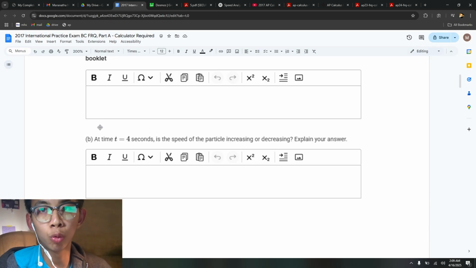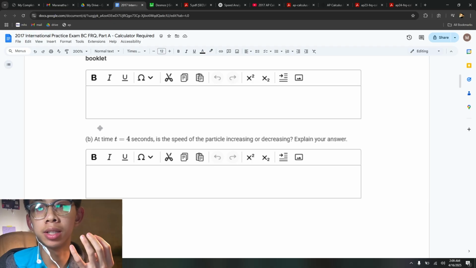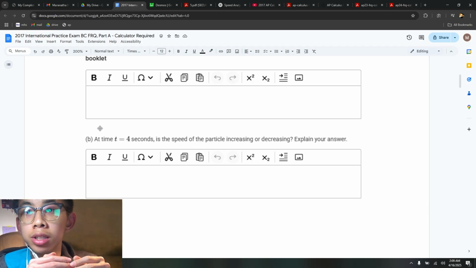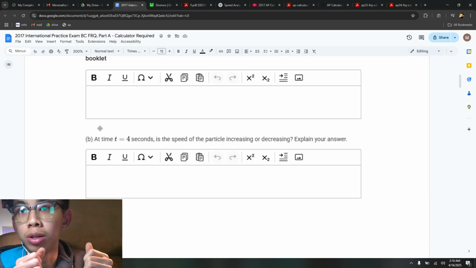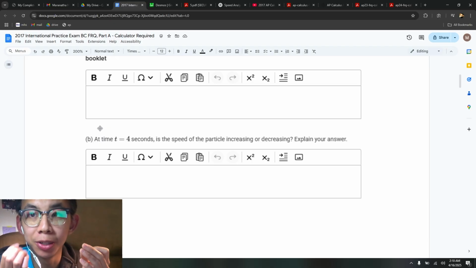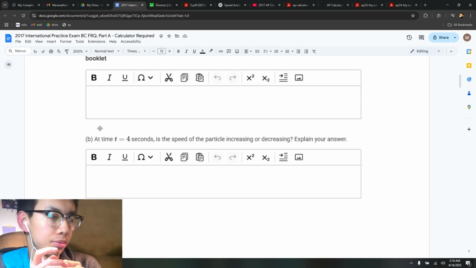At time t equals 4 seconds, is the speed of the particle increasing or decreasing? So just like regular functions, as you learned in AB and throughout the whole year, determining if speed is increasing or decreasing is determined by whether the acceleration is positive or negative.